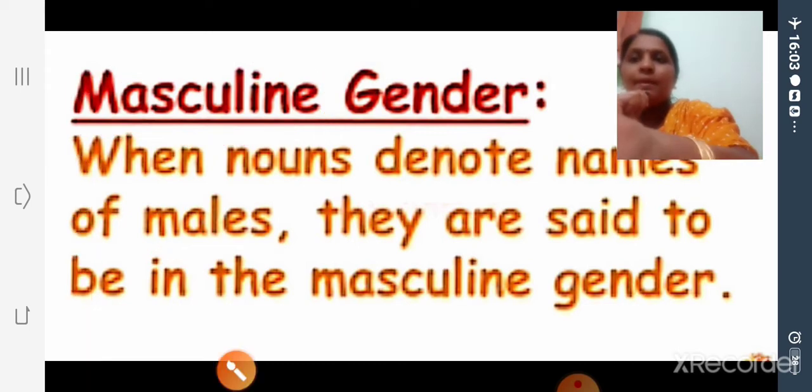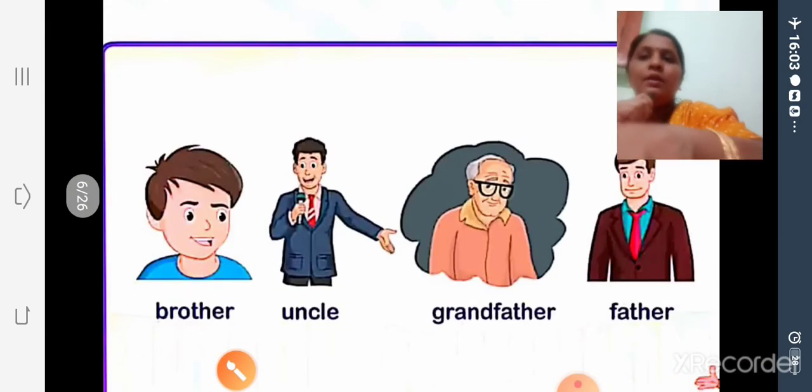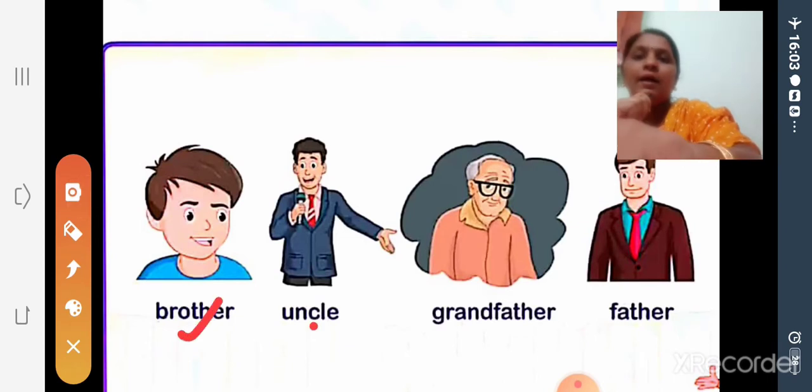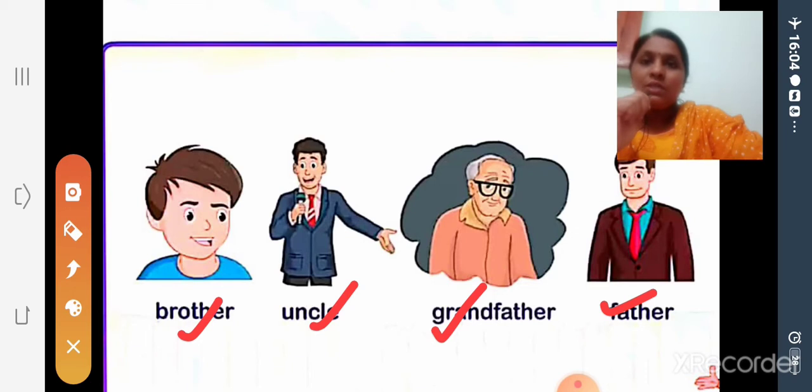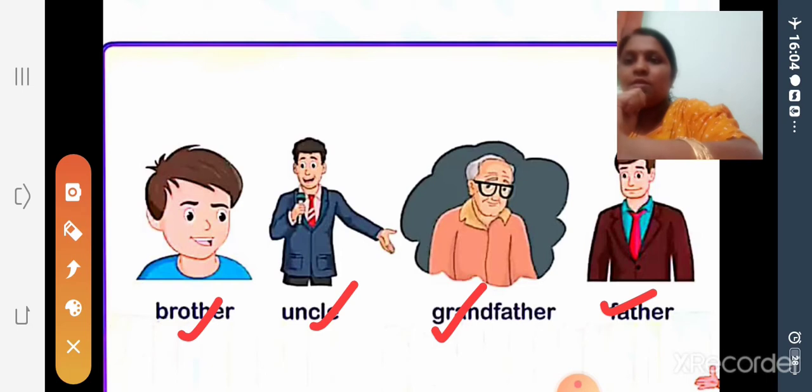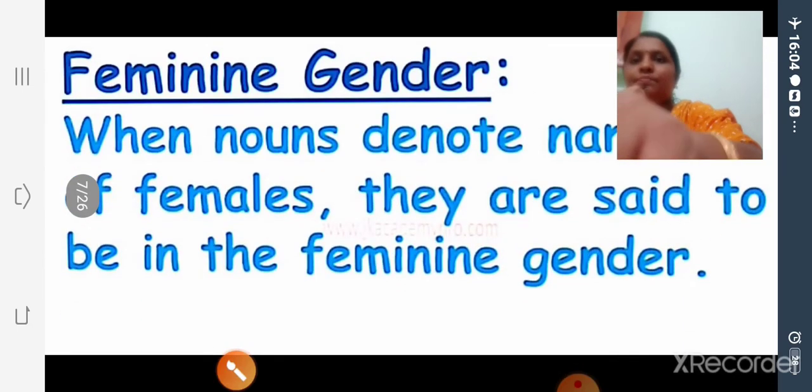Okay. And I'll show you some examples of masculine gender. So look at here. Brother, uncle, grandfather, father, etc. We all know all these words denote male gender. So they are all masculine gender. Okay. Did you understand? Okay, shall we move on to the next?